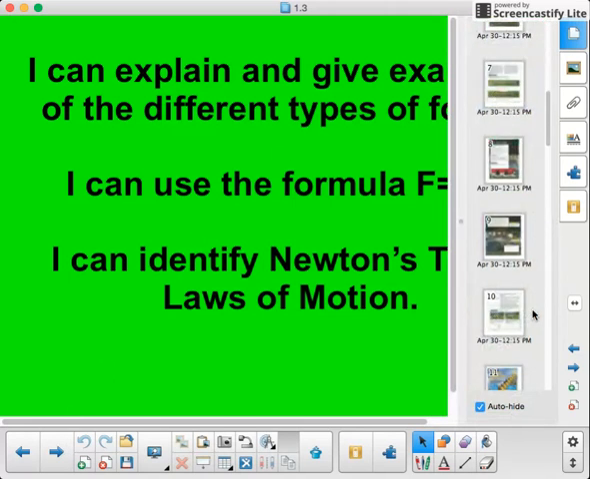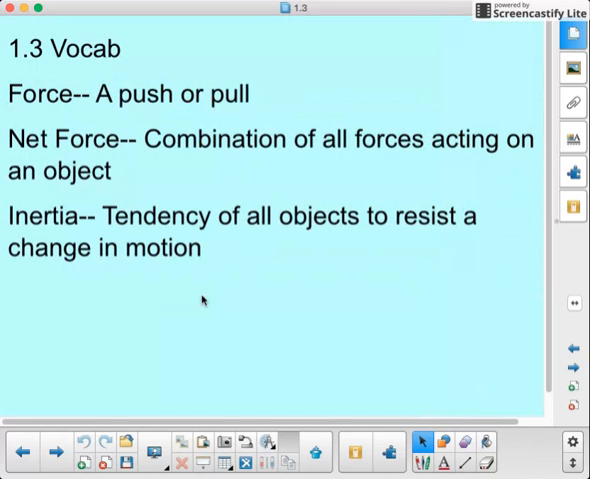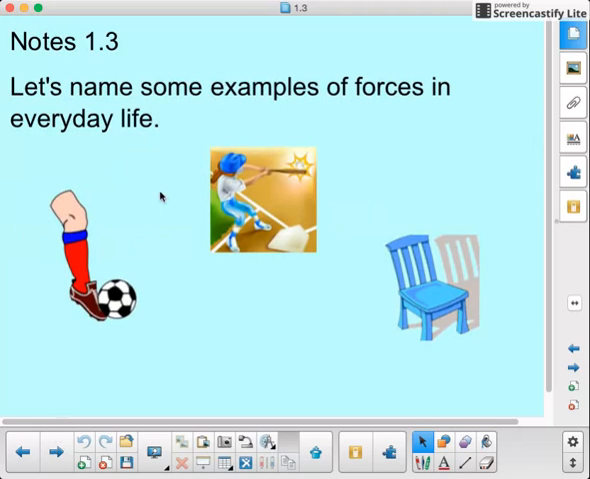And then there are 3 vocab words in the lesson. Those terms are force, net force, and inertia. So you want to make sure you have those defined in your notes. And the first thing in the notes asks you to name at least 3 examples of forces in everyday life.